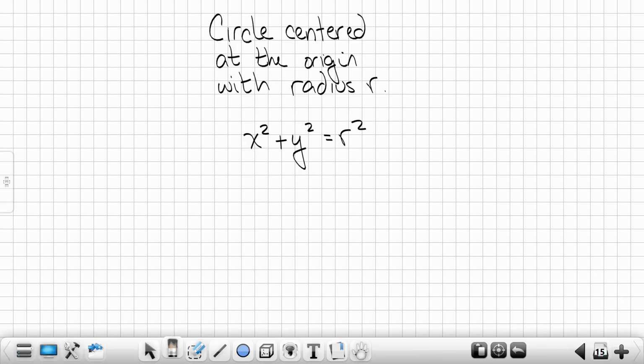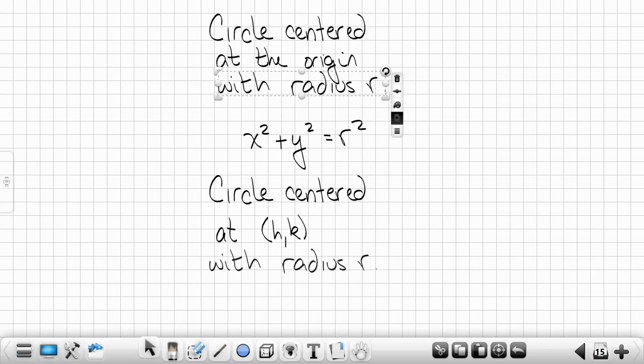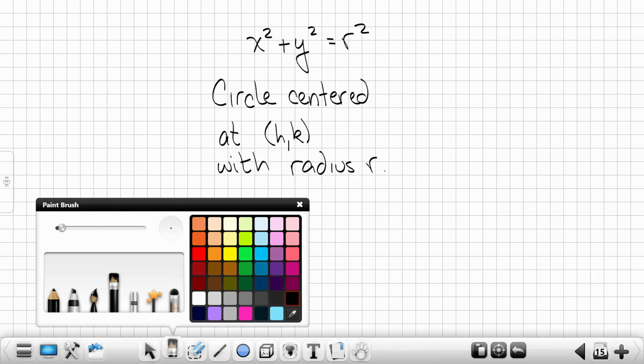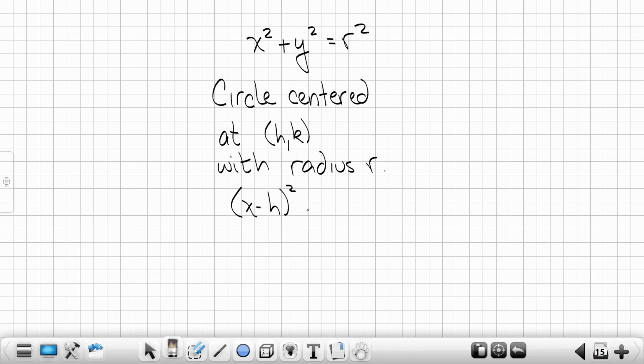Okay. And so, just like a parabola and just like any function that we learned before, we can shift a circle around. We can shift a circle around, so we get a circle centered at (h, k). A circle centered at (h, k) with radius r is the next formula down. And we get x minus h squared plus y minus k squared equals r squared.